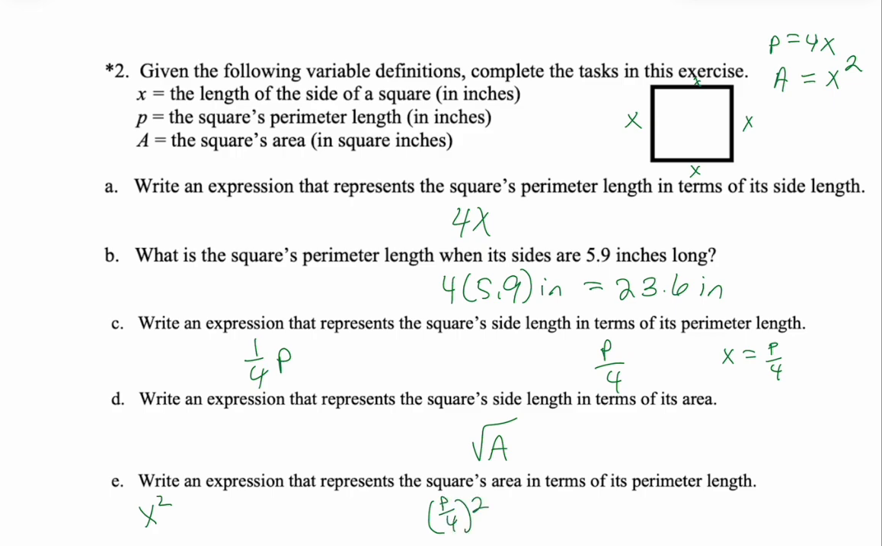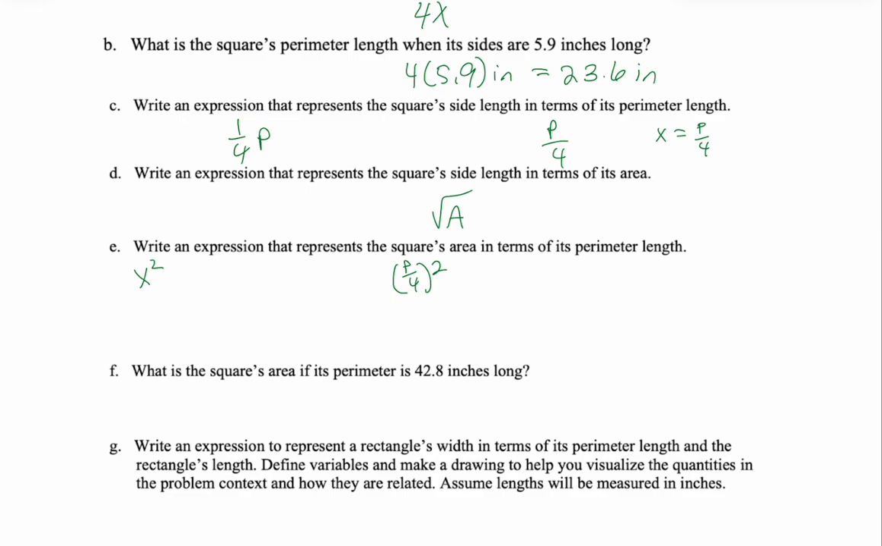So what it does is it gives us a new way to represent the area in terms of the perimeter. When it says in terms of perimeter, the only variable we want to see is the P in that problem. And you'll notice that's exactly what we did. We got that P over 4.